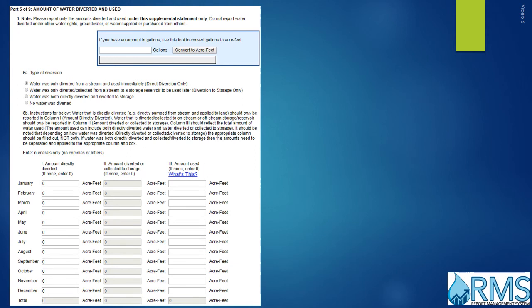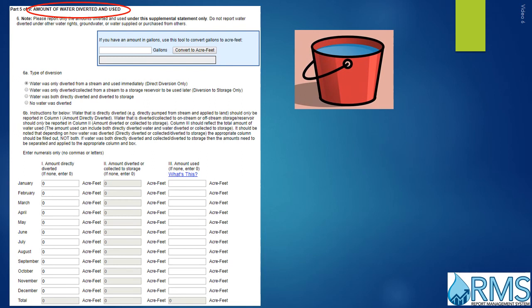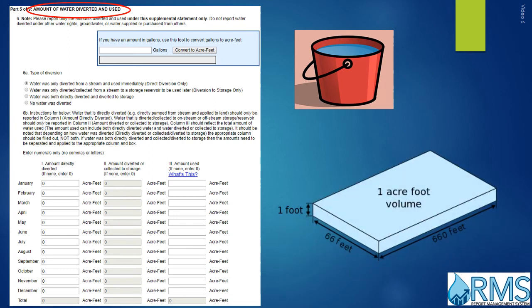In review, this amount of water diverted and used page is an important page of the report. The user enters quantity or amount data that cannot be calculated from the prior rate page. The data needs to be in acre-feet. Use the calculator at the top to convert gallons to acre-feet. Enter the acre-feet value in the columns below. Be careful when hand typing to get the right number of digits and the decimal point in the correct place.